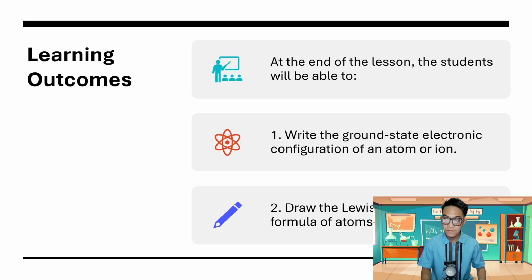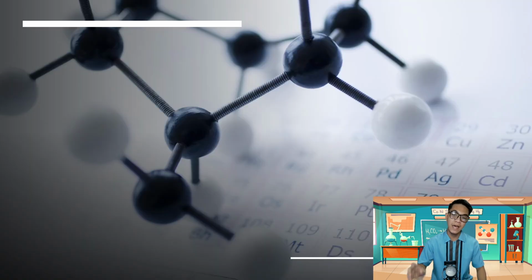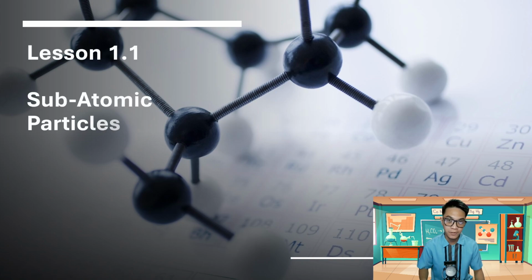So our learning outcomes at the end of the lesson: the students will be able to, first, write the ground state electronic configuration of an atom or ion. Second, draw the Lewis or electronic dot formula of atoms and its ions. So that is our target for the next couple of videos. But for this specific video, let's have first our lesson 1.1.